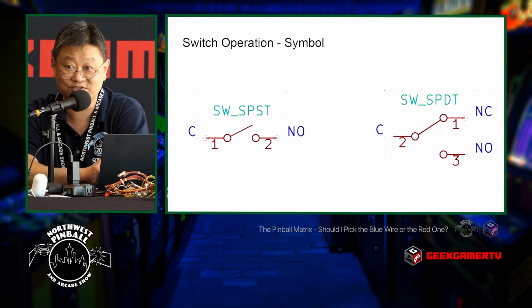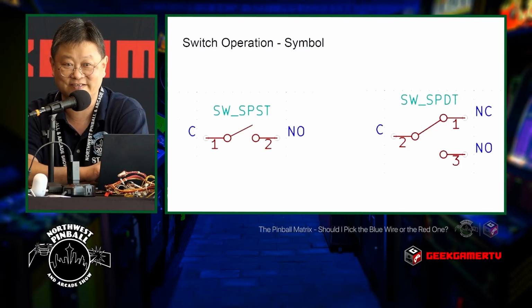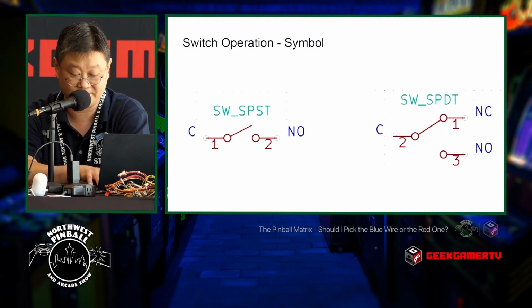The normally closed one is now open when the switch is actuated. The normally open contact is closed when the switch is actuated. Remember, normally equals resting state. The terminals don't switch based on whether they're closed or open. The nomenclature stays the same.